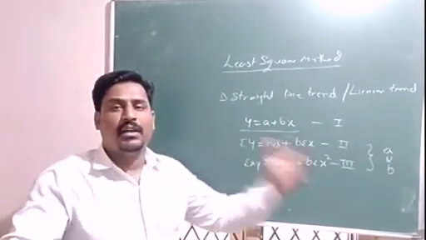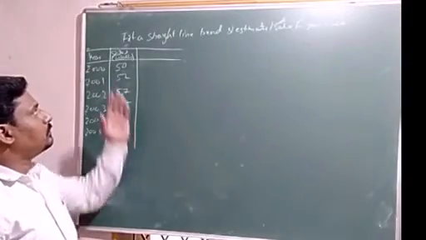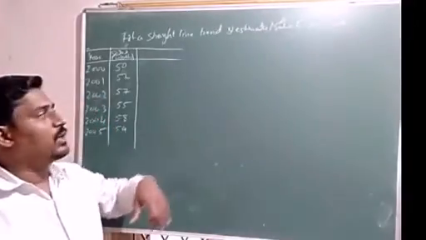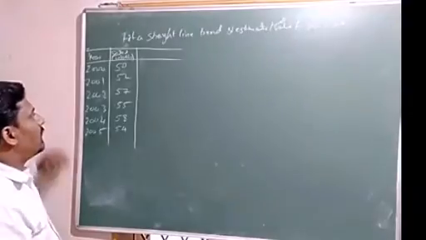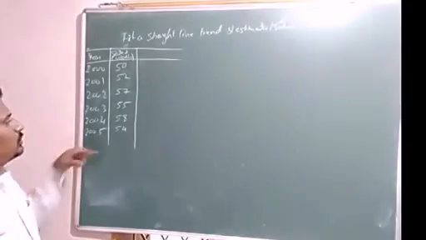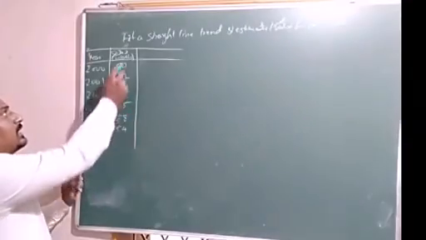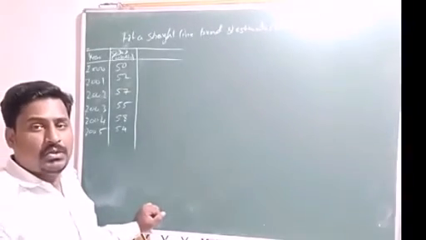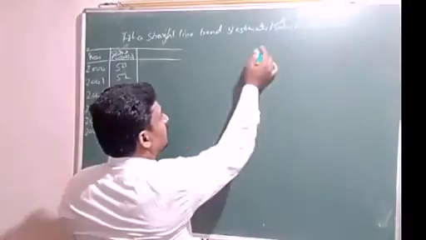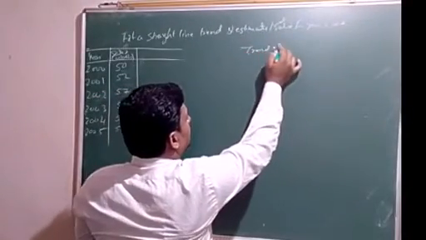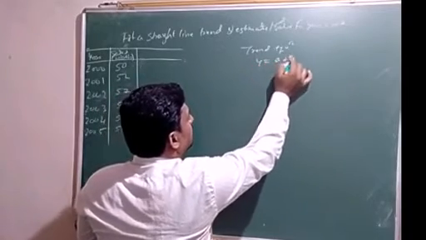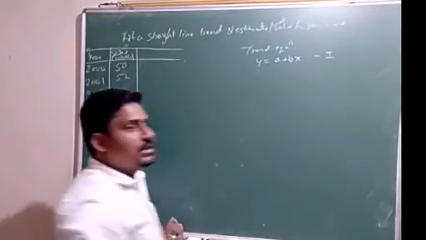Then we identify the trend values. Fit a straight line and estimate the trend value for the year 2007. So here data is given from 2000 up to 2005, 2000 to 2005, and sales in lakhs are given. So now we have to find the straight line trend. To find the trend value, the equation is y is equal to a plus bx. So this is the first equation.